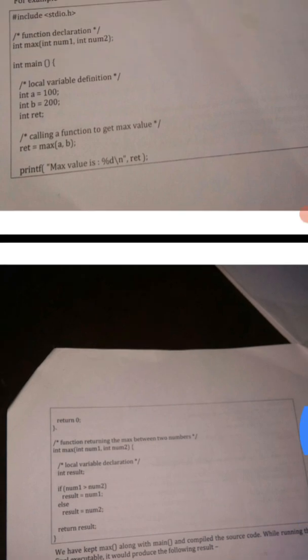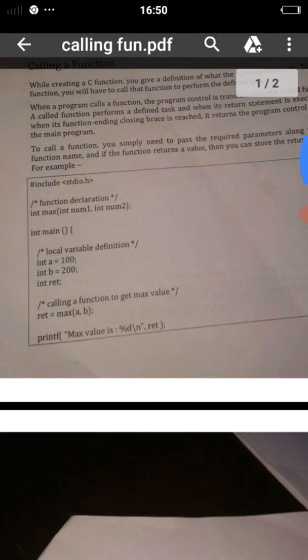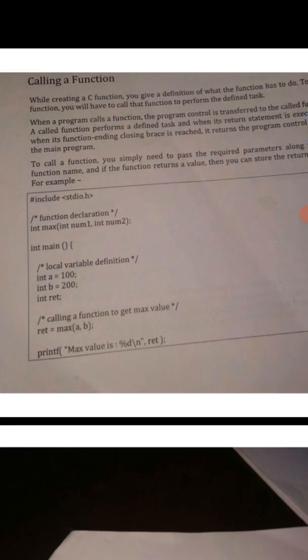The next one is a function returning the max between two numbers: int max(int num1, int num2), then local variable declaration, int result. If num1 is greater than num2, result = num1, else result = num2. Return result, then close the curly. See, explanation of that program.